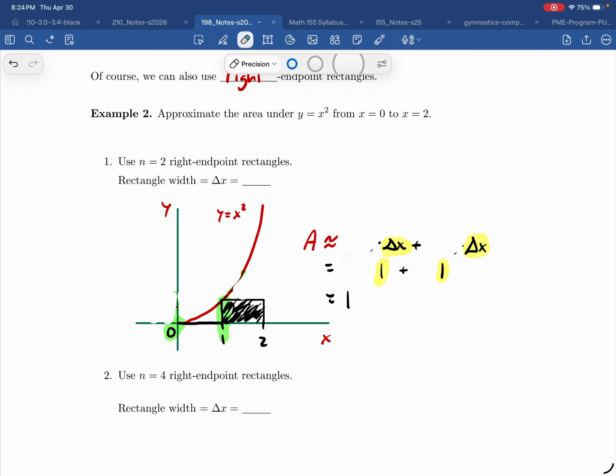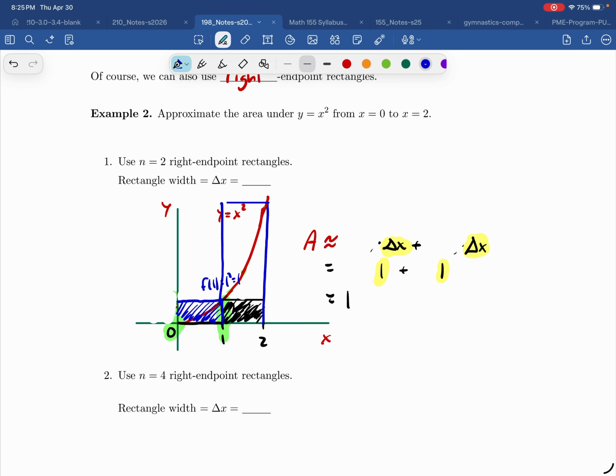So using right endpoints, do you see that this first rectangle is going to have a height of 1? Because again, we're concerned with where the rectangle touches the curve on the right. And so here we are looking at f of 1, which equals 1 squared, which equals 1. But what about this second rectangle? Well, again, we're using right endpoints, so we just go up, and this is the height of our second rectangle. It is f of 2.